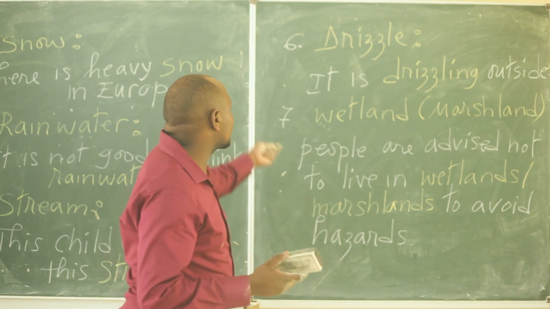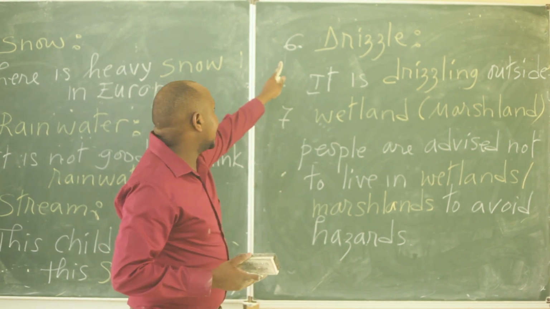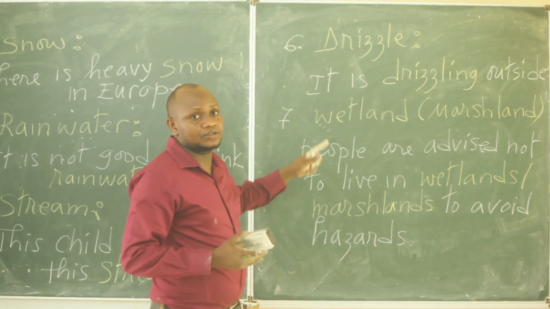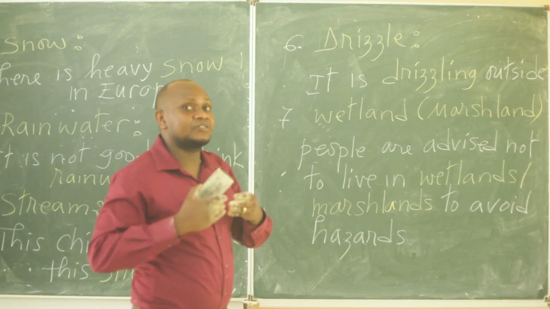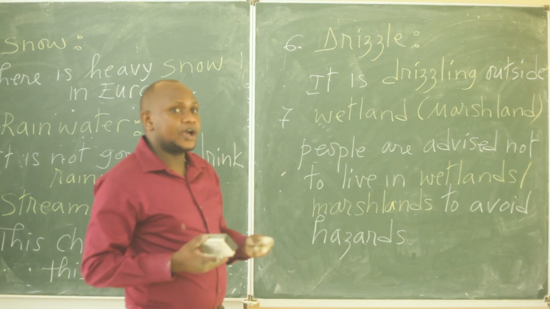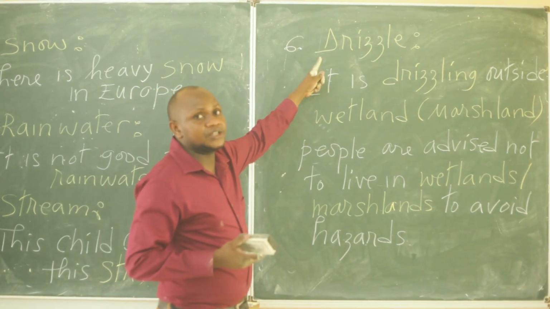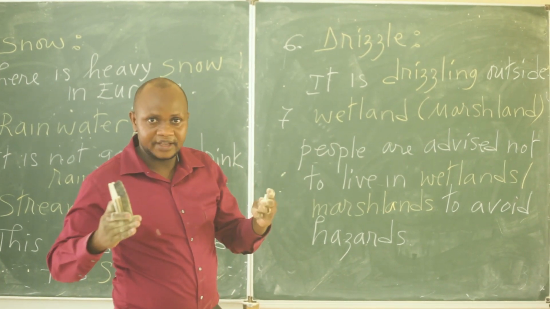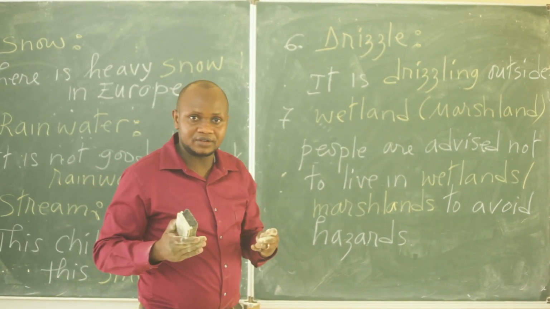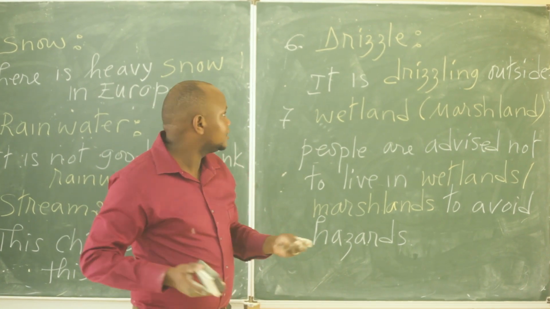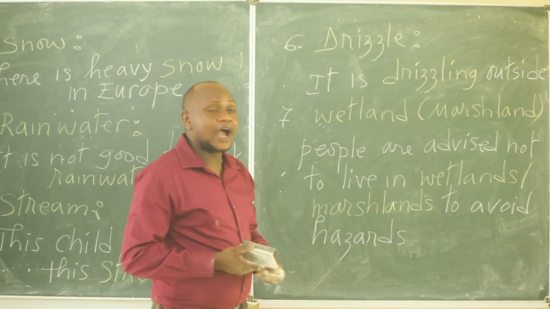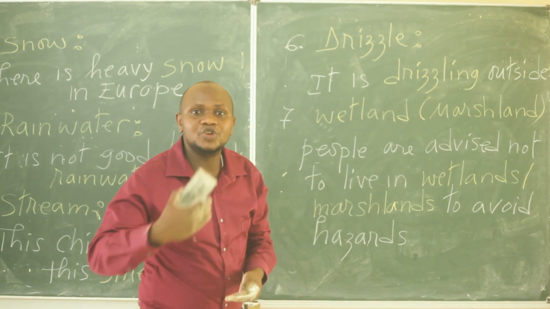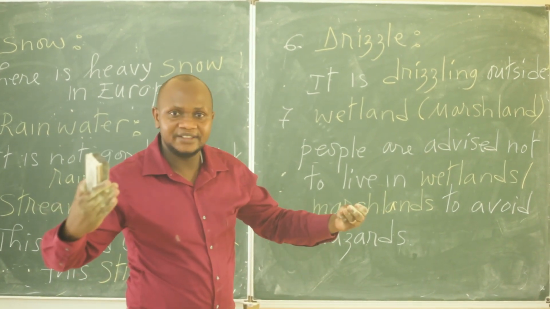Good. Let us go to the sixth vocabulary, which is drizzle. The vocabulary which is related to water. Drizzle, to drizzle. It is drizzling outside.